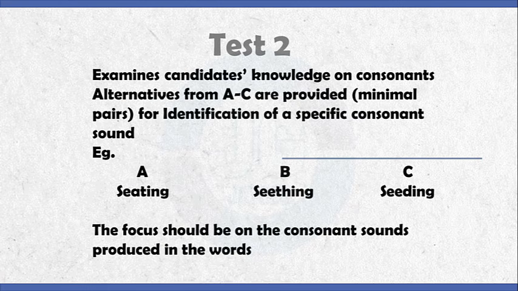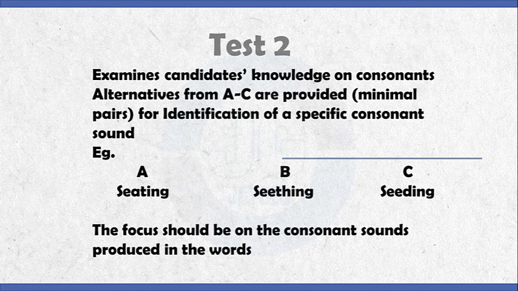On to test 2. In test 2, candidates' knowledge is tested on consonants. Alternatives will be provided once again beneath the words lettered A to C. Candidates are required to listen carefully and identify the consonant sounds in this test. You should know that there are 24 consonant sounds in the English language. Be confident that you definitely would answer questions on consonants in this section, and so attention must be paid in order to answer them very well.